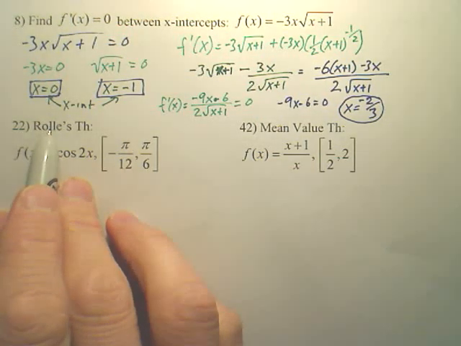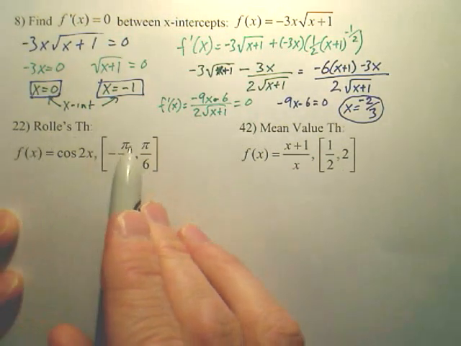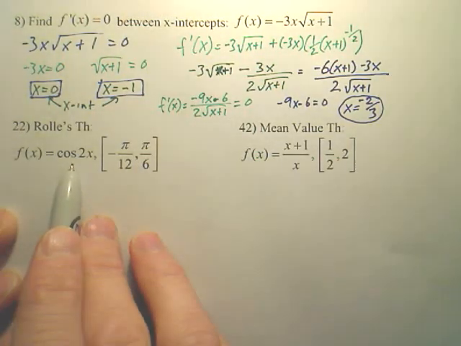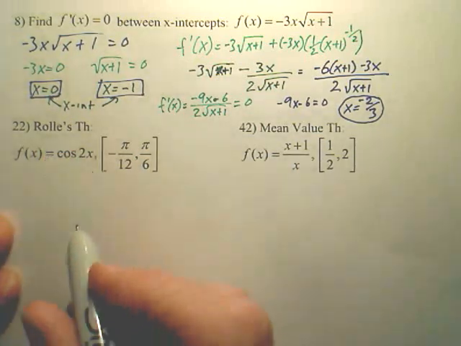Alright, let's do Rolle's theorem. For Rolle's theorem, you have to check that these 2 points have the same output. You have to check it's differentiable. You have to check it's continuous.